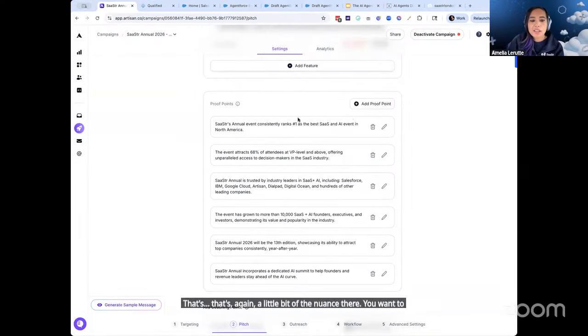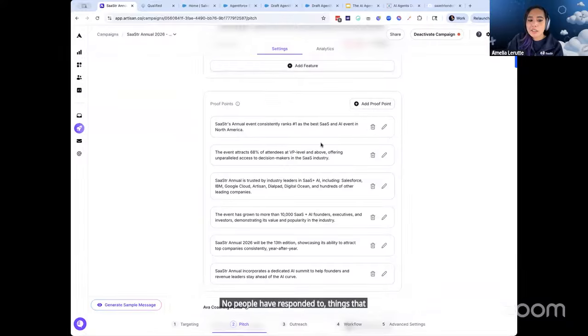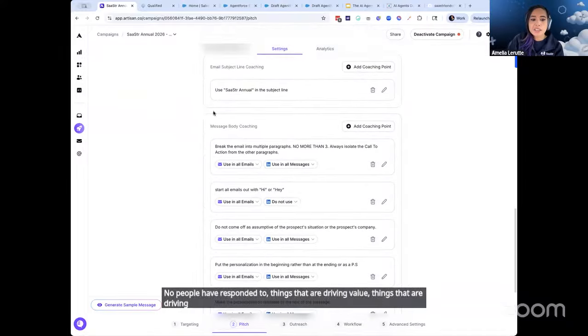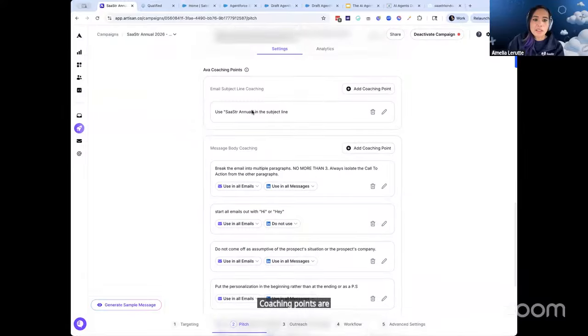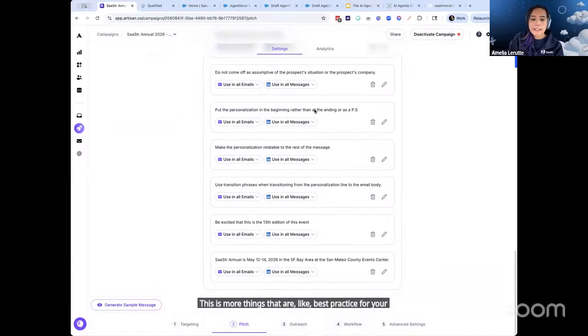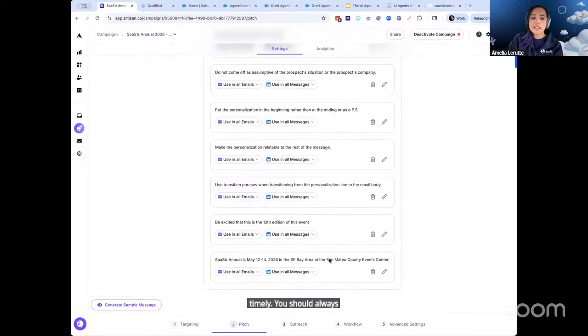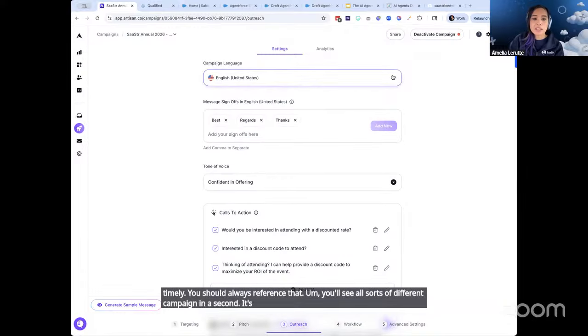You want to pick things you know people have responded to, things that are driving value, things that are driving action. Coaching points are more so universal. So this is less so per sub agent or per campaign. This is more things that are best practice for your agent. So again, things like, I put the dates in here so it doesn't hallucinate the dates. If you have anything timely, you should always reference that. You'll see, I'll switch to a different campaign in a second. It's a little bit different of a nuance.